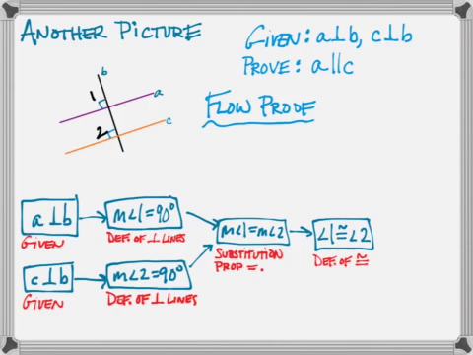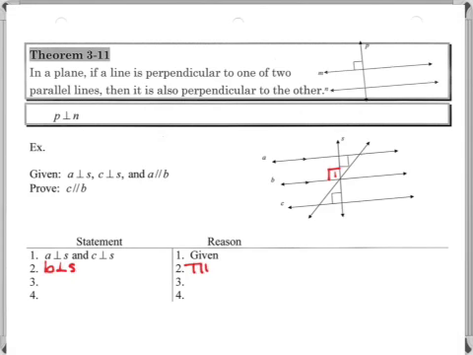Angles 1 and 2 are corresponding and they're congruent, which allows me to conclude that A is parallel to C, from the corresponding angles postulate. If I have corresponding angles that are the same, the lines are parallel. So again, if we have two lines that are perpendicular to the same line, they are going to be parallel to each other. That is what Theorem 3.11 says.